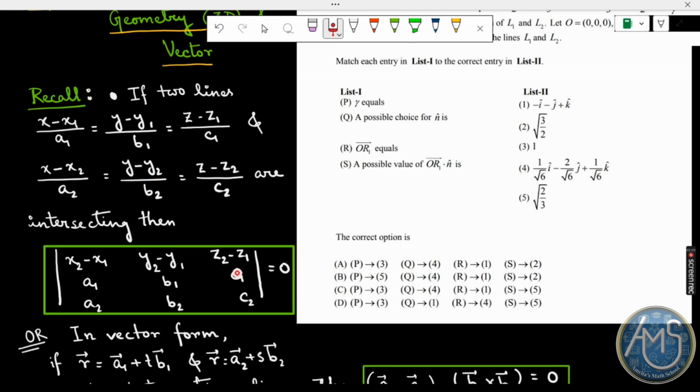Then the determinant with rows x2 minus x1, y2 minus y1, z2 minus z1; a1, b1, c1; a2, b2, c2 must be 0. Here a1, b1, c1 are the direction ratios of the first line, and a2, b2, c2 are the direction ratios of the second line.